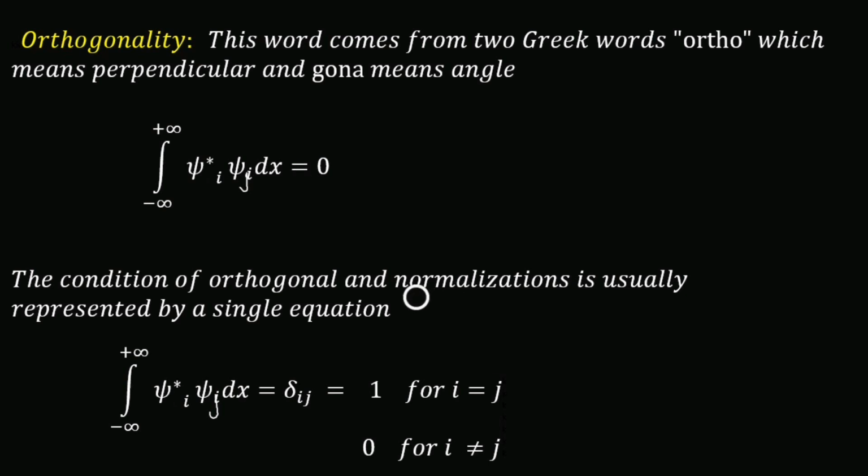There is another condition which is called normalization. So orthonormality of wave functions is usually represented by this integral, from minus infinity to plus infinity of psi i star psi j dx is equal to delta ij. Here delta ij is called the Kronecker delta, and the value of this Kronecker delta is equal to 1 when these two wave functions are identical, and it is equal to 0 when the wave functions are not identical.